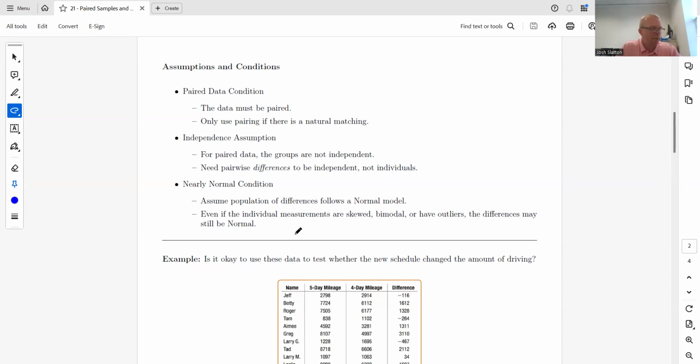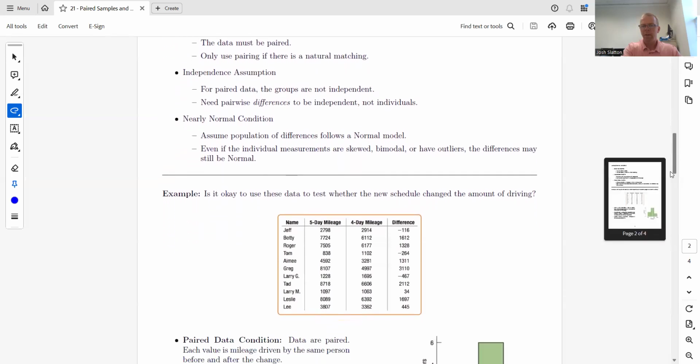So that's the difference from how we've been looking at these before. Assume the population of differences follows a normal model. So this column, when we put it on a histogram, should be unimodal and symmetric. If we put the original columns on a histogram, they may not be unimodal and symmetric. They could be skewed, bimodal, etc. But the differences should be normal.